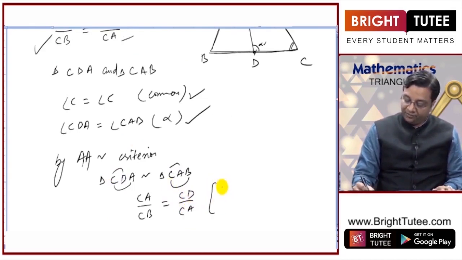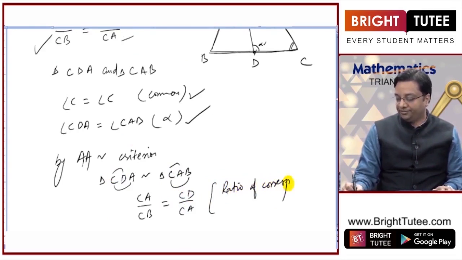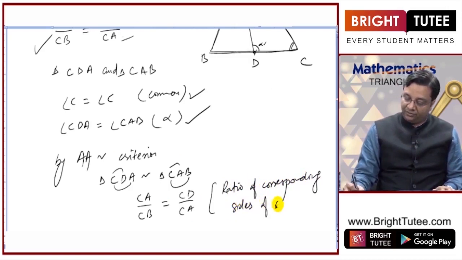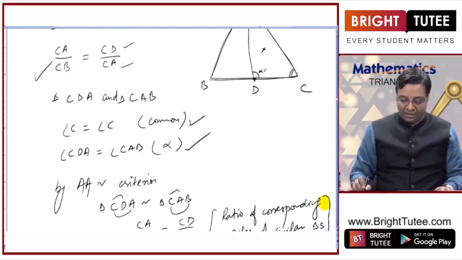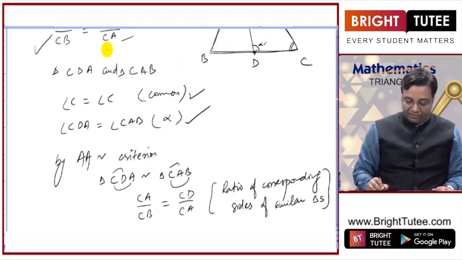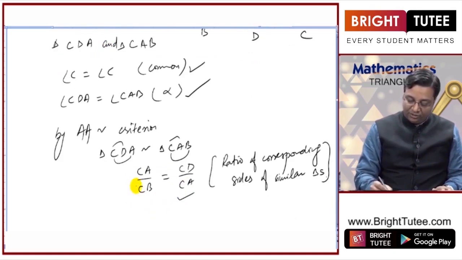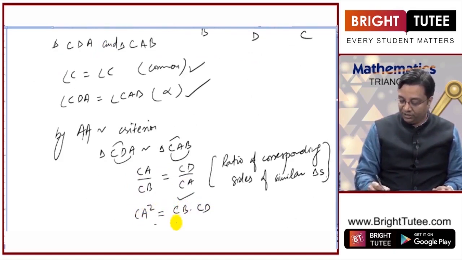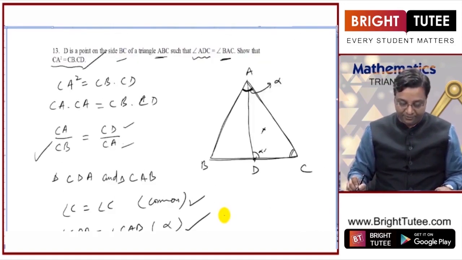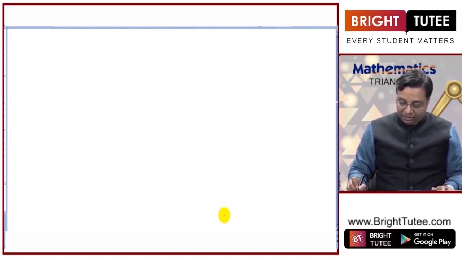Why? Because ratio of corresponding sides of similar triangles. Okay, so this relationship is proved, because if this is true, then if I cross multiply them, CA square will be equal to CB into CD. Okay, let's look at next question.